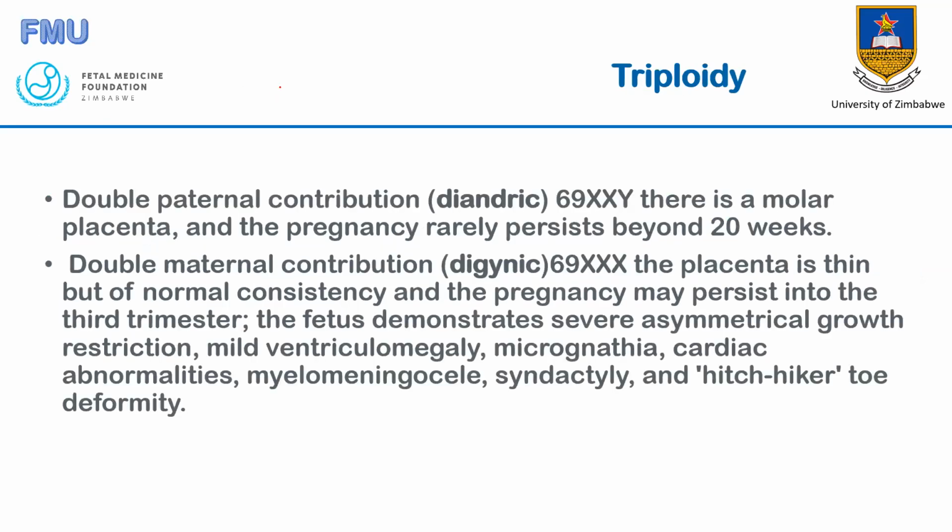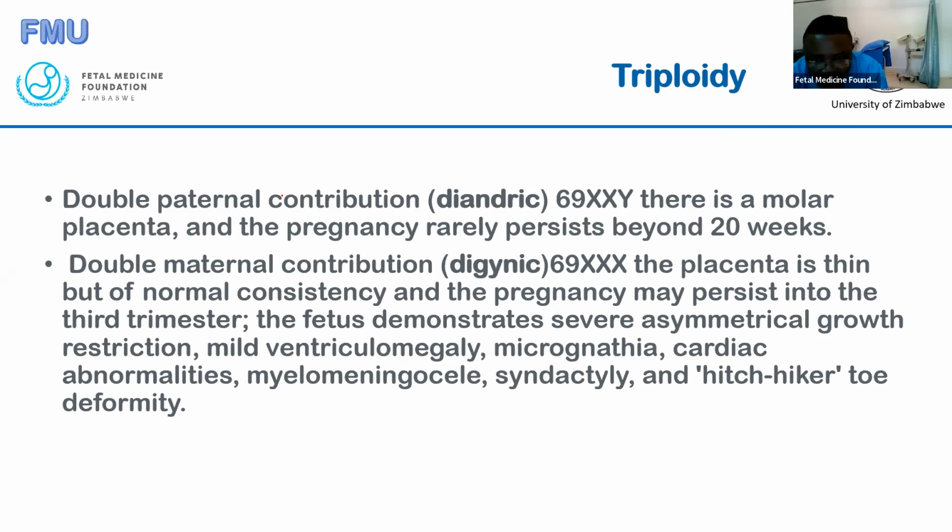Then triploidy. There can be two types of triploidy. Triploid means it's a triplication of the chromosomes. Normally humans have got 46 chromosomes. That is normal. They have 46 because they get 23 pairs, 23 from the father and 23 from the mother. But if one of the parents donates a whole set of chromosomes, like 46, then we end up with a baby with 69. So that's triploidy.